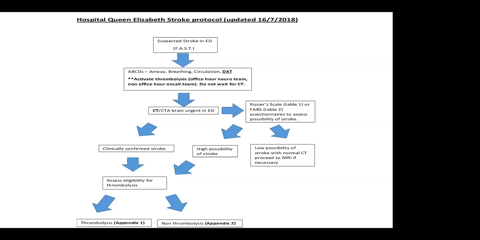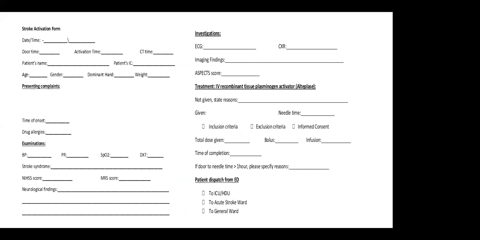Based on the ROSIER score or the FAST questionnaire to assess the possibility of stroke, those with a low possibility of stroke and a normal CT will proceed for MRI if necessary. But for those with a high possibility of stroke, we assess them for eligibility for thrombolysis. If the patient is eligible, we will proceed for thrombolysis, and if not, we will not proceed.